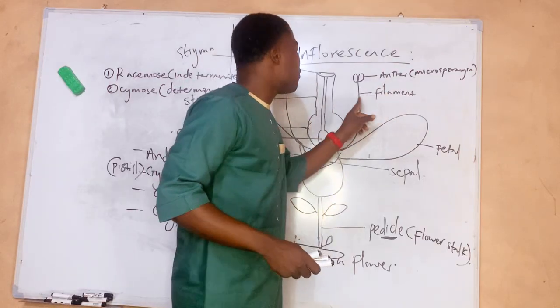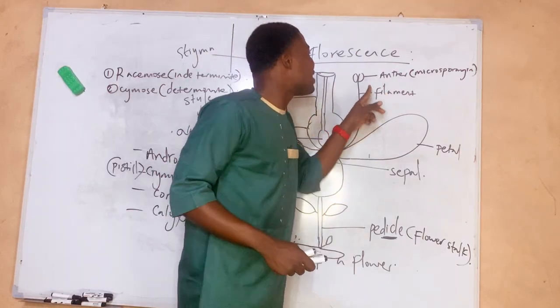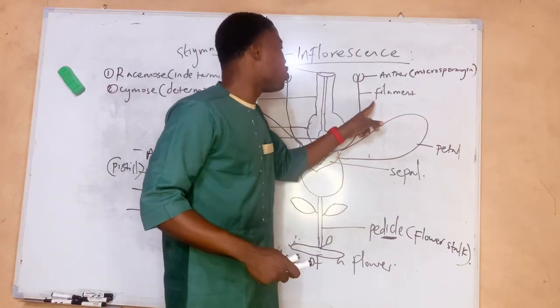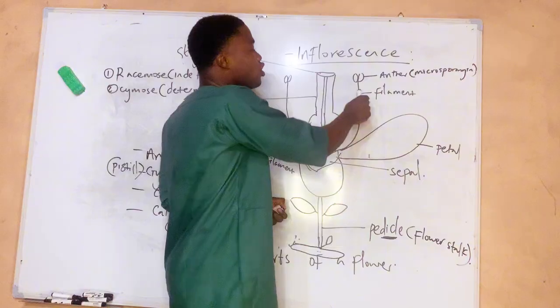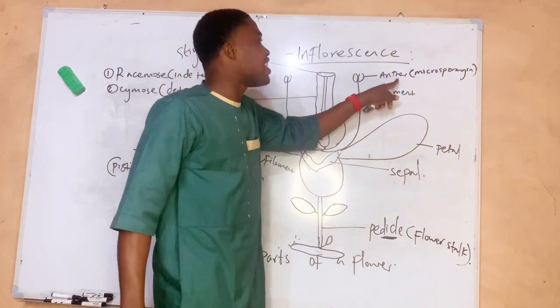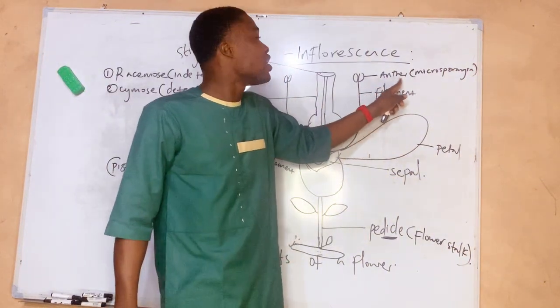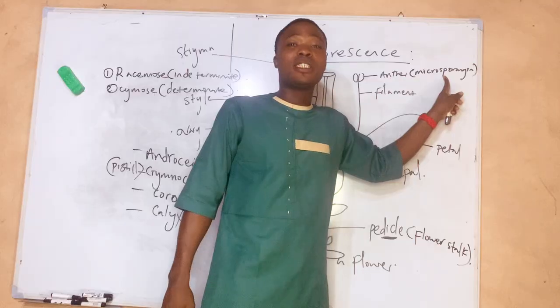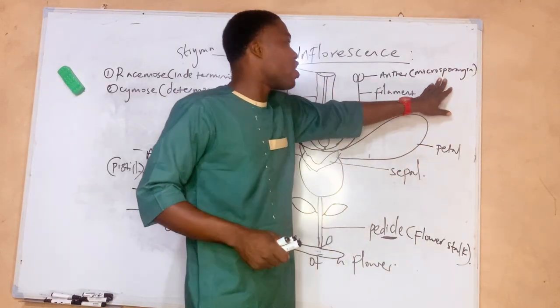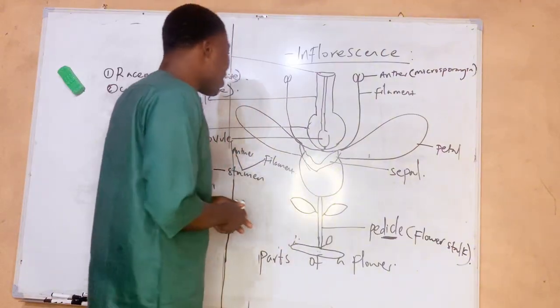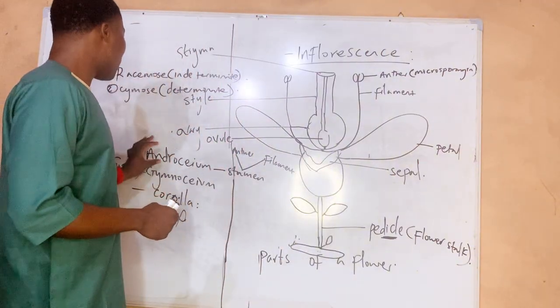Now the filament joins the anther to the staminal tube. So what connects the anther to the stamen or the staminal tube is called the filament. It should be noted that the anther is also called the microsporangia because it bears the spores, the pollen grains. That's the name for the anther. Okay, all right. Now that's for the androecium.